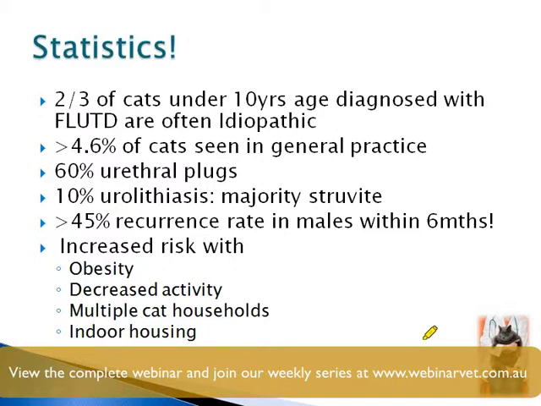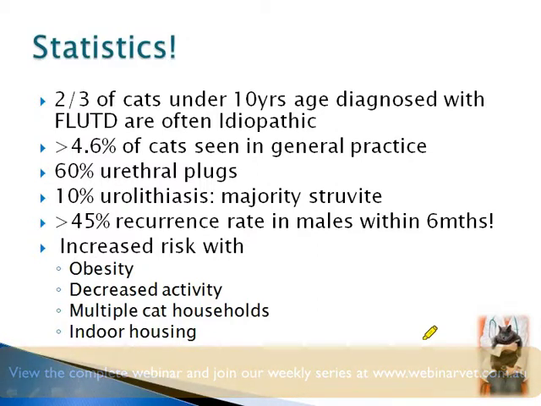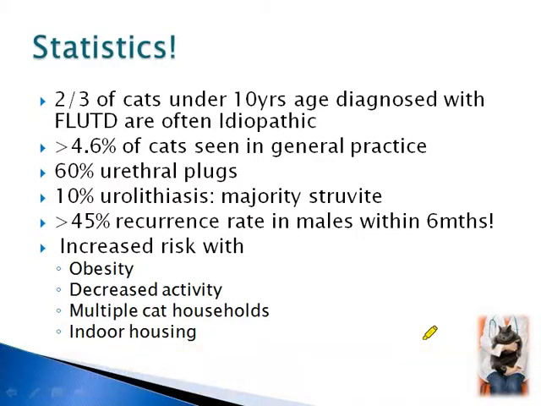Okay. So when we talk about our statistics, we know that two-thirds of cats under the age of 10 that are diagnosed with FLUTD are often idiopathic. Okay, so we don't know the underlying cause of them. So these are often our FICs, our inflammatory cases, our cystitis cases, where we don't know why it's obstructing. Okay. So when we're talking about our FLUTD patients, tonight I'm really going to be focusing on our mechanical obstructions, so predominantly our plugs and our stones.